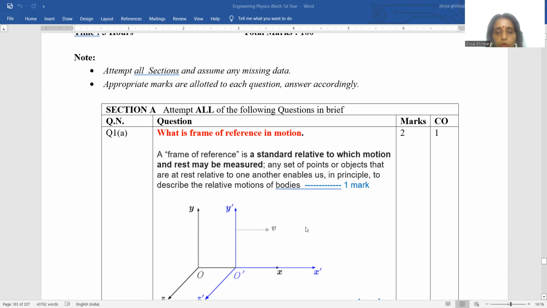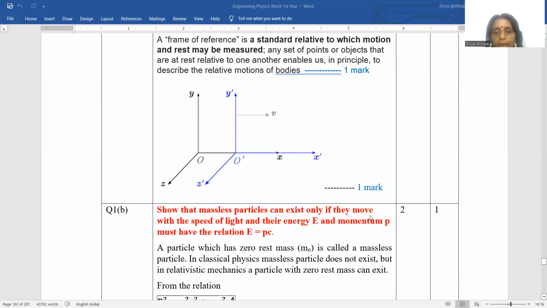What is frame of reference in motion? First, you will be defining frame of reference, that it is a standard relative to which motion and rest may be measured. Any set of points or objects that are at rest relative to one another enables us to describe the relative motion of bodies. And 1 mark you will get when you draw this diagram with frame of reference, showing one as the inertial and the other as non-inertial, moving with velocity v.